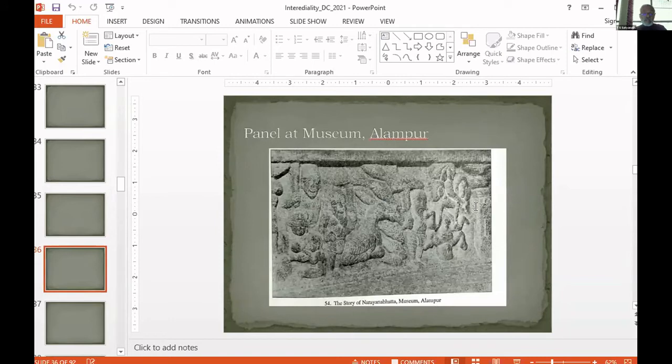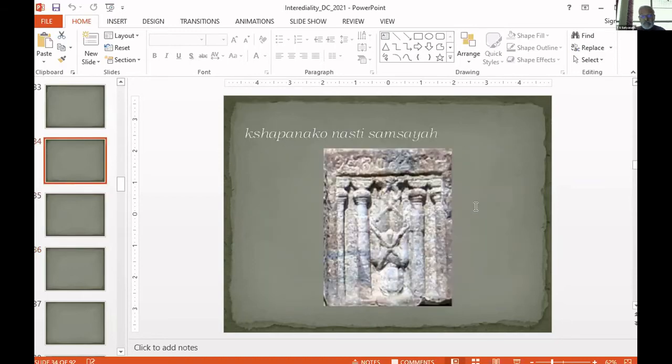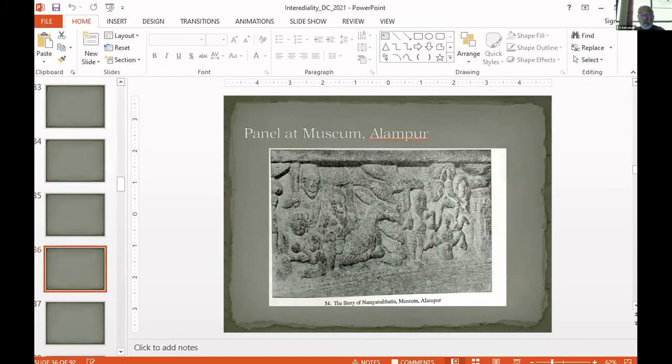This is the other one. It is not very clear, but the representation here is totally different, in a different format. It is the same Alampur, in the Alampur Museum, and we believe that the sculptural piece must have been formed from the same temple. The narration technique between the temple pedestal one and the panel that is found is radically different.